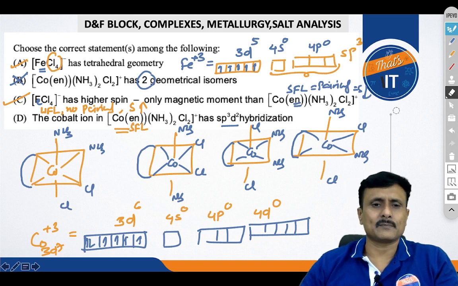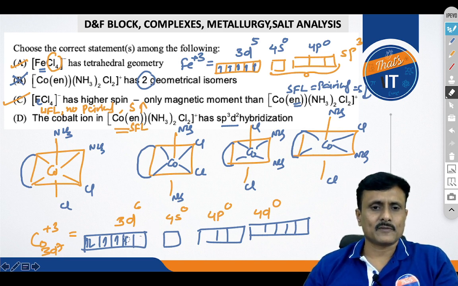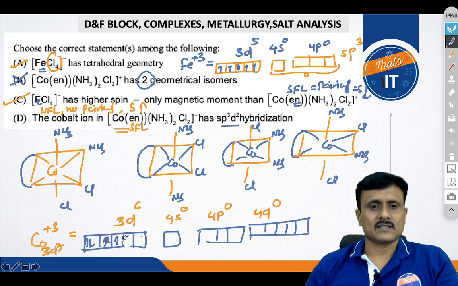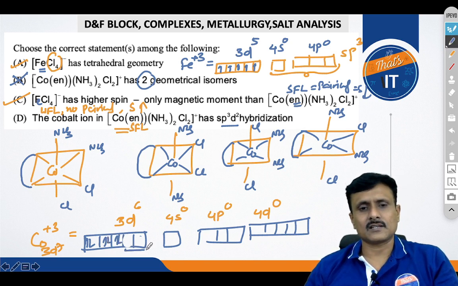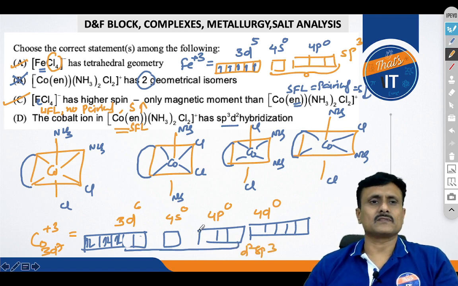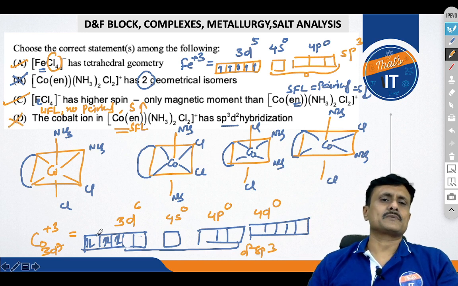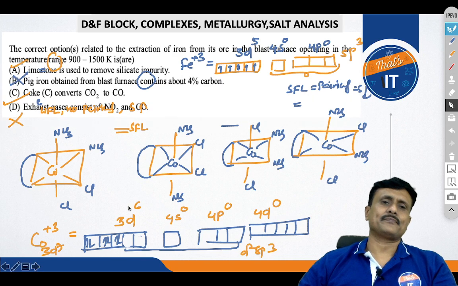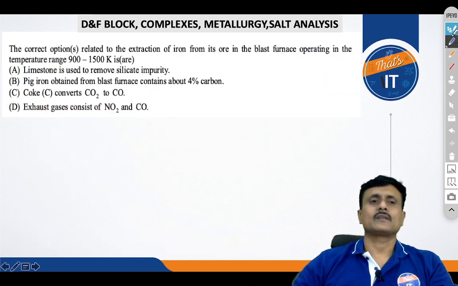If it is a strong field ligand, pairing would occur. This is the scope of pairing, right? So these two electrons would pair up with these two electrons, leaving inside the inner orbitals, right? d2sp3 should be the correct answer. So this is also a wrong option. So right answers are A and C for this question. Hope you are following, isn't it?